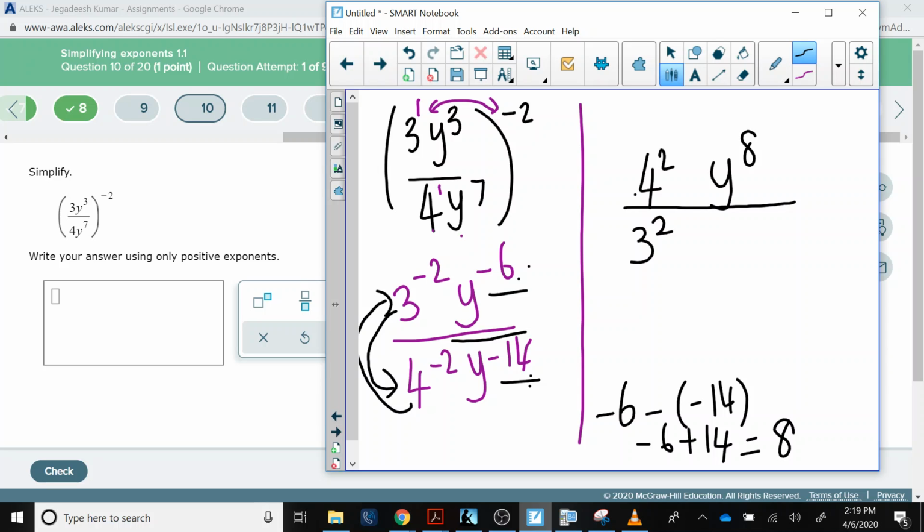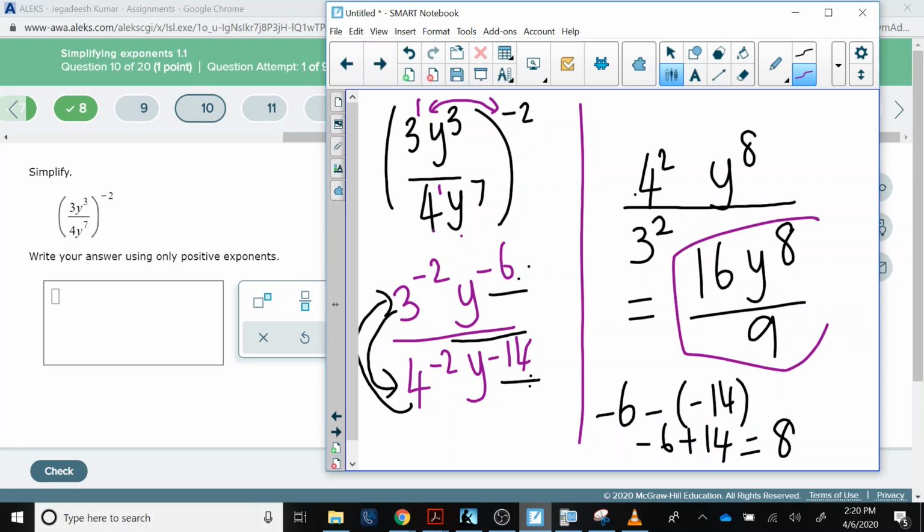There will not be any y at the bottom. So now I'm going to simplify the answer: the value for 4 squared is 16, y to the 8th power, over 3 squared, which is 9. So this is going to be my final answer: 16y to the 8th power over 9.